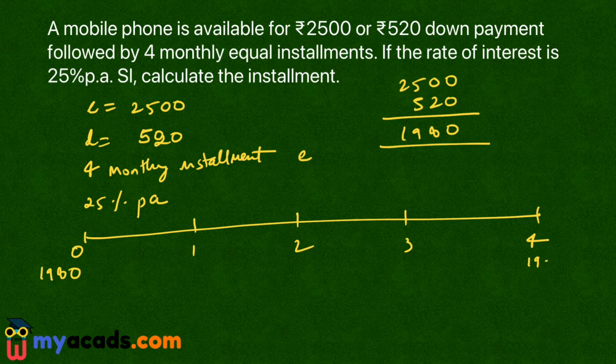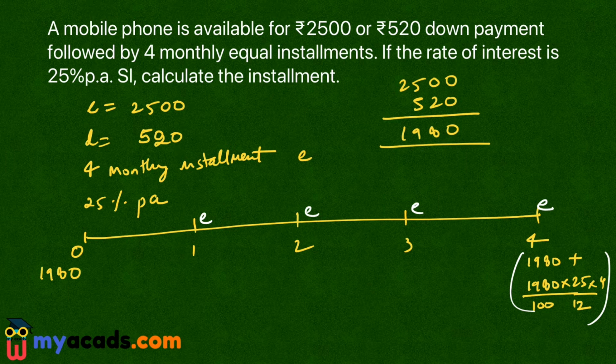I have to pay 1980 plus interest on 1980. So 1980 into rate of interest 25% and my time period is 4 months, so 4 by 12. Now the person is paying this money in equal installments. So the installment is E, E, E and E. Now when the person gives E amount after 1 month, the shopkeeper will earn interest on this E for 3 months. First month, second month and third month.